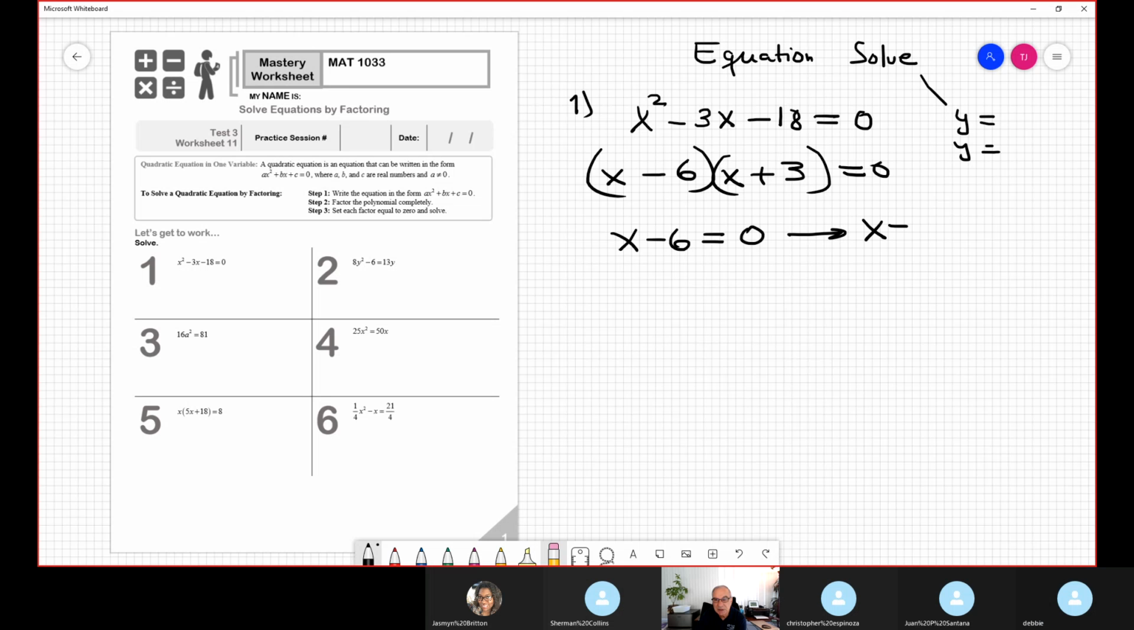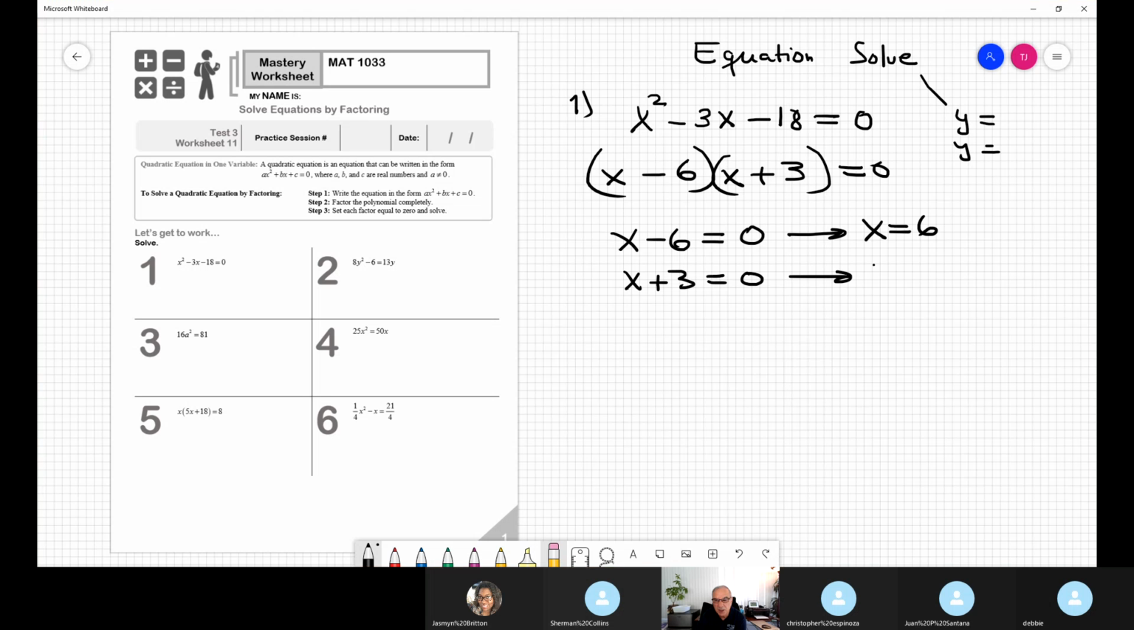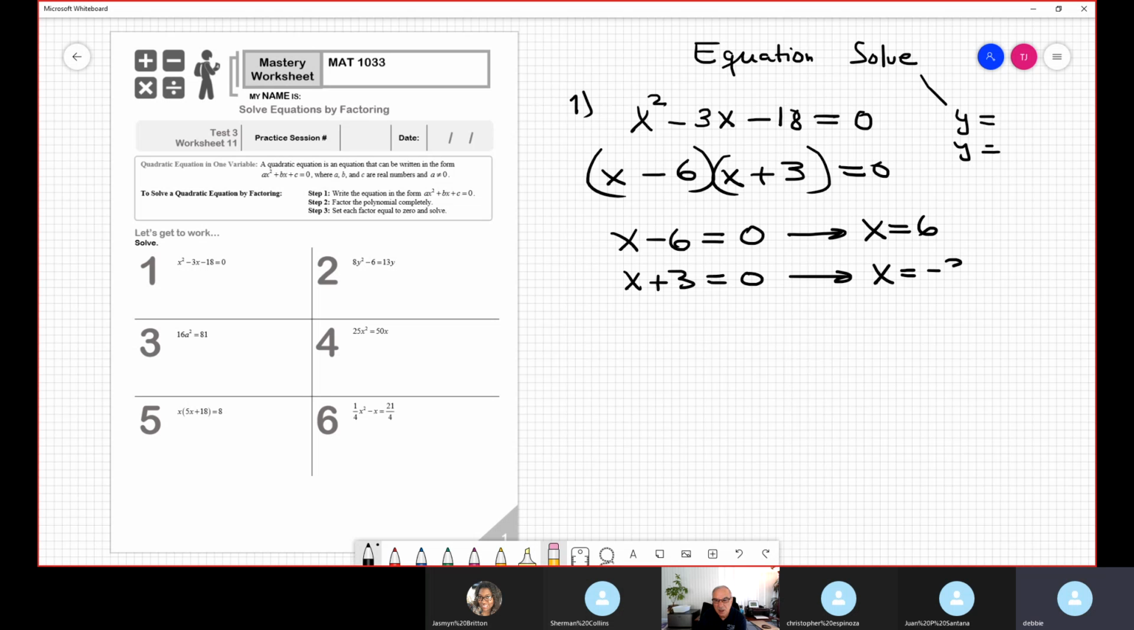The conclusion is the first solution is 6, and in the second equation, the solution is negative 3. Completely opposite sign. Okay, so the solution set for this equation is 6 and negative 3. Put it in between curly brackets to emphasize it's a solution set.